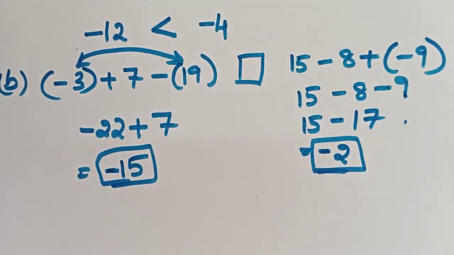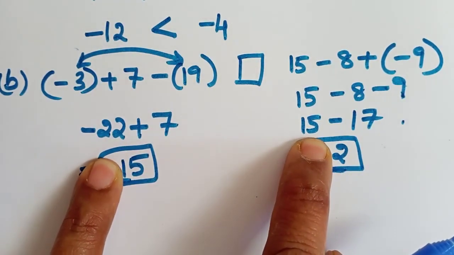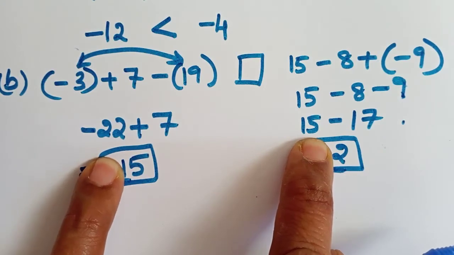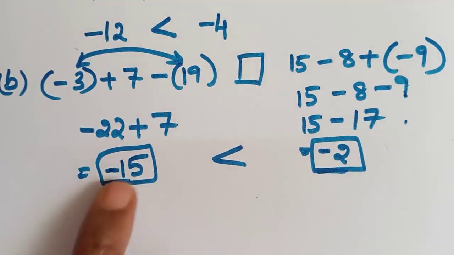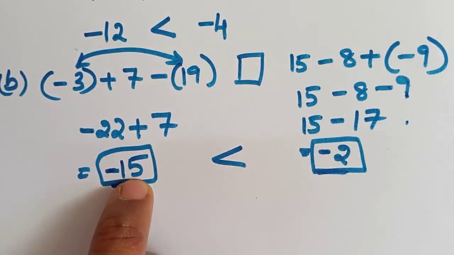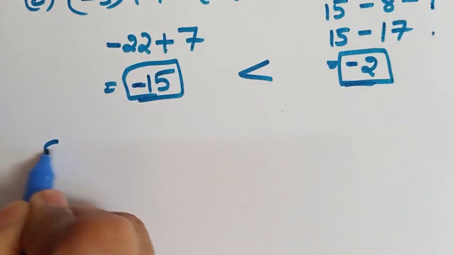I told you, whenever you have such a situation, close the negative marks and see. 15 is big or 2 is big? 15 is big. So when we open the negative signs, 2 will become bigger. Why? Because as the number increases, its value will decrease in negatives. Isn't it? As the number increases, its value decreases. So finished. Next, C bit.